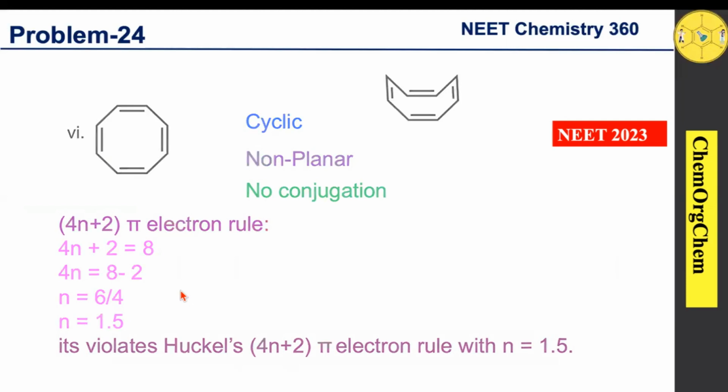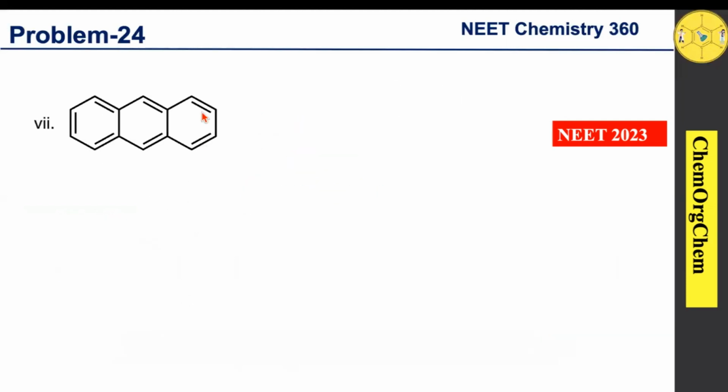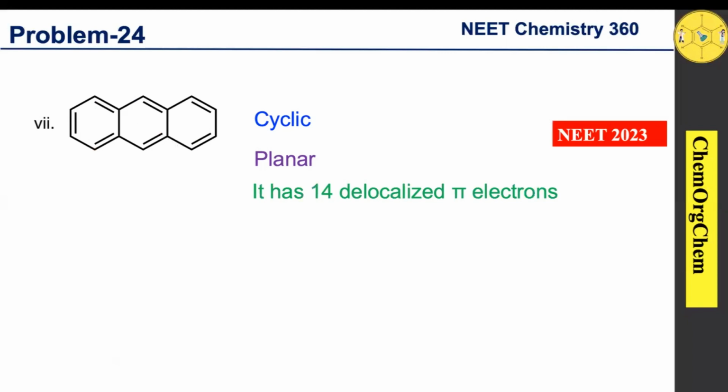Next moving on, this is our final compound. This compound's name is anthracene. Here you can see that a three ring system is fused together. This compound is a cyclic compound, and it also adopts a planar structure. Apart from that, we should see how many double bonds are present in this compound. There are 7 double bonds present in this compound, which means that it has 14 delocalized pi electrons.